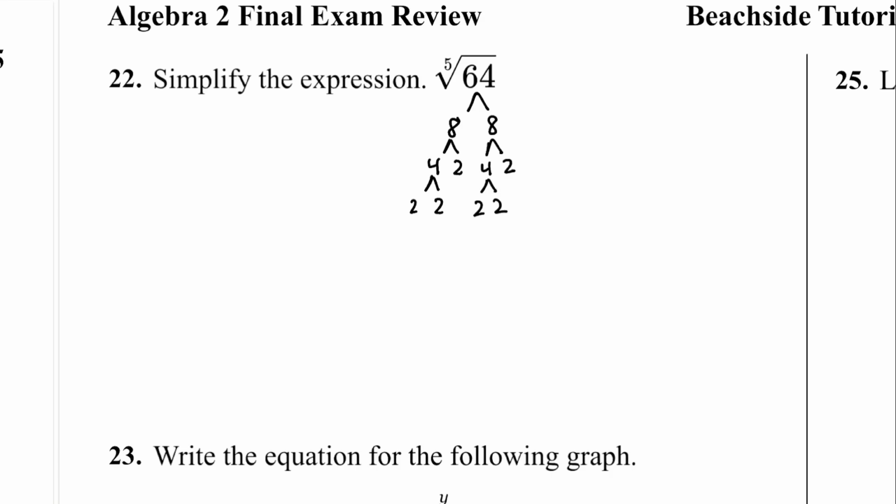So from here, what we're looking for are groups of 5 numbers. And we have a total of, let's see here, 5 2's right there. Okay, so this is going to be one group of 2's. And then we have an outstanding 2 that's left. So this is going to be 2 times the fifth root of 2.